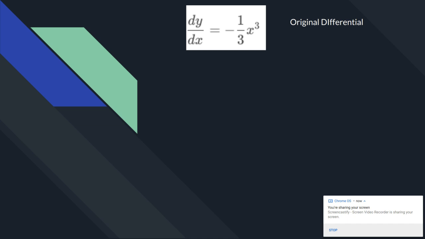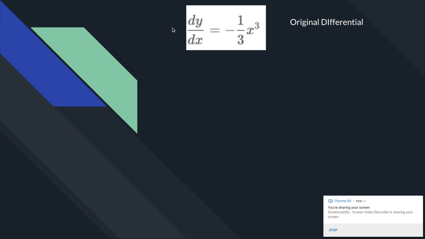Anyways, got an example of a Khan Academy problem. Got our original differential right here, dy/dx, the derivative of y with respect to x equals negative 1/3 x cubed. Well, the first thing we want to do is get all the x's to one side and the y's the other side. Well, there are no y's.